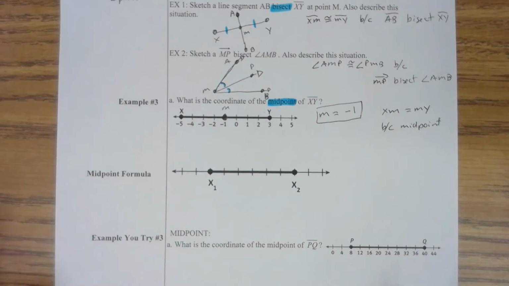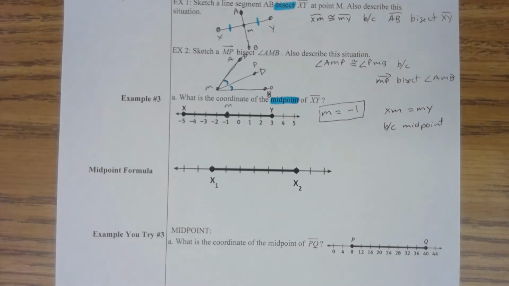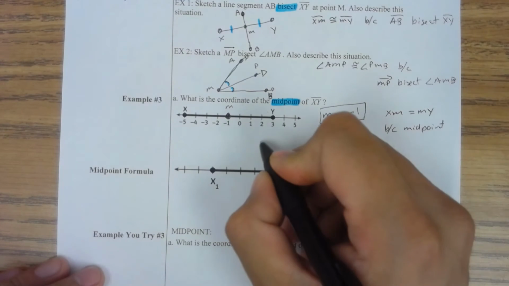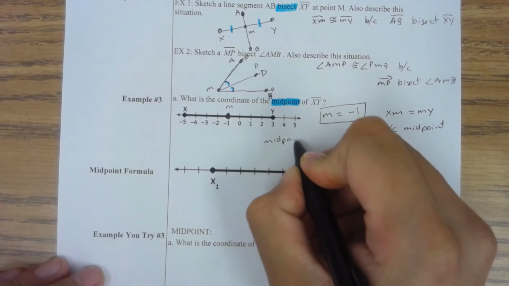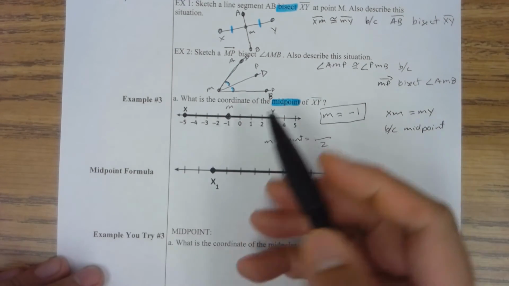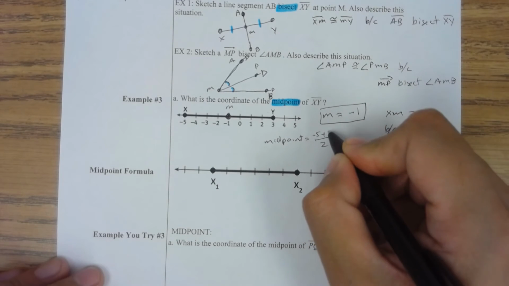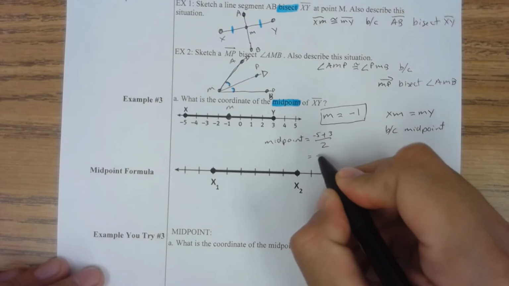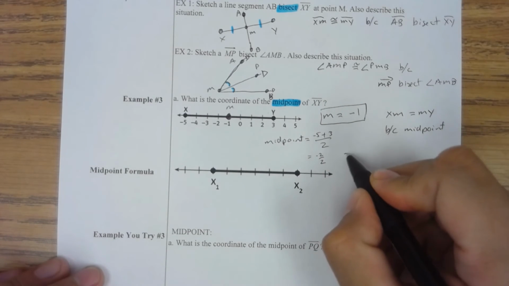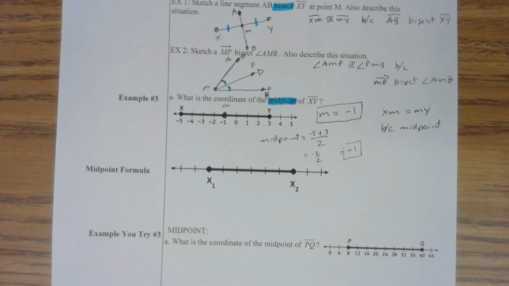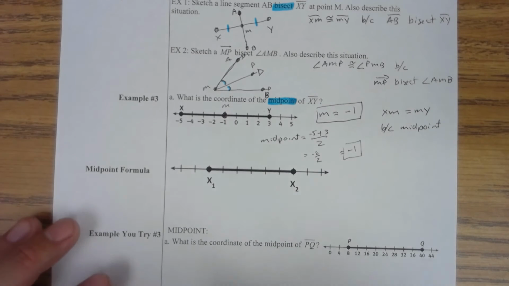Okay, so instead of counting all of this, there's got to be a formula. So the formula for that, if you look at it, because it's a midpoint, means divide by 2. So let's see, midpoint, it seems that it's divided by 2, and these are my only two numbers. So let's see what happens when we add them. So -5 plus 3 gives you -2 over 2, which then gives you -1. So that is correct.